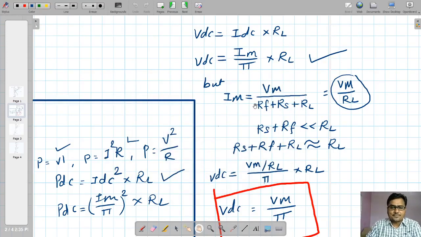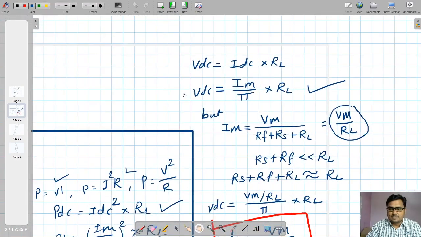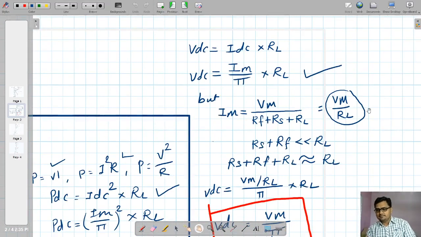Hello students, as we are in the analysis of full wave rectifier, see, intentionally I have opened the analysis we have done in case of half wave rectifier. I told you that the methodology of analysis is the same as that of half wave rectifier. Whatever logic we have used in case of half wave rectifier to analyze all those parameters, we'll use the same logic here.